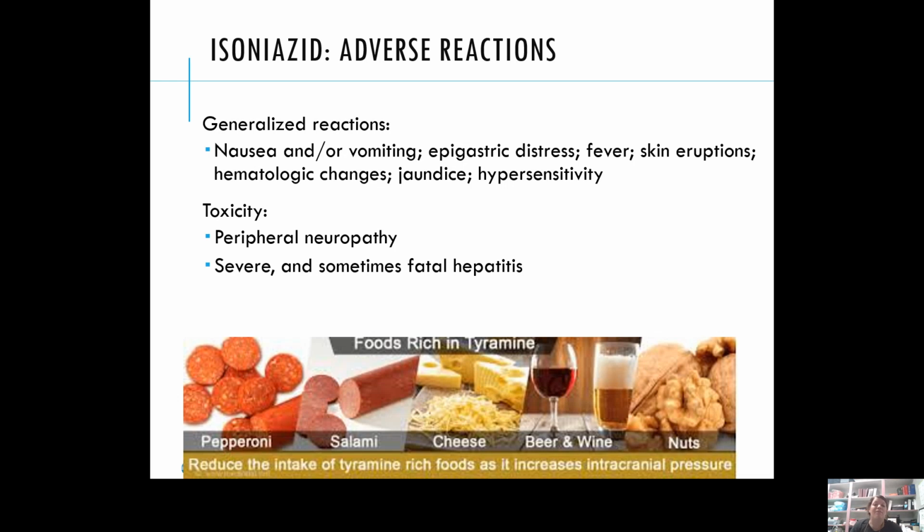But those things are found in pepperoni, salami, beer and wine. I kind of think of bar foods like nuts, cheeses, aged cheeses. That is very serious, and you'll see tyramine, it'll be a drug-food interaction that we'll see a lot moving forward, but it can interfere with INH.